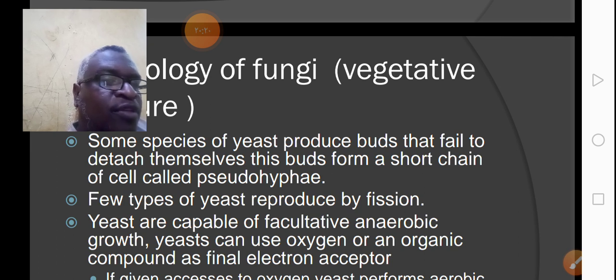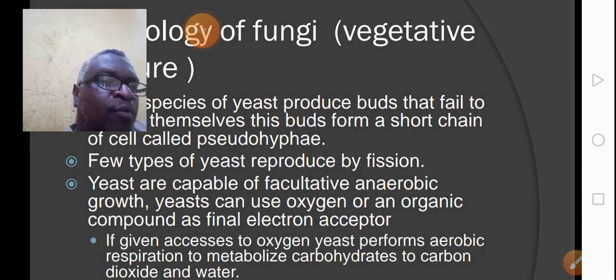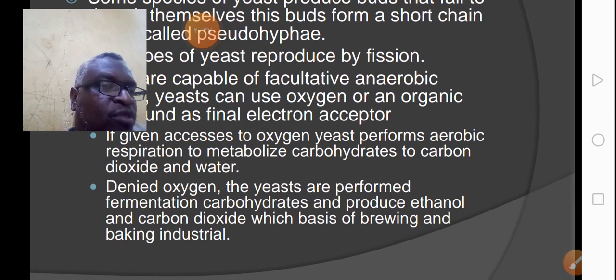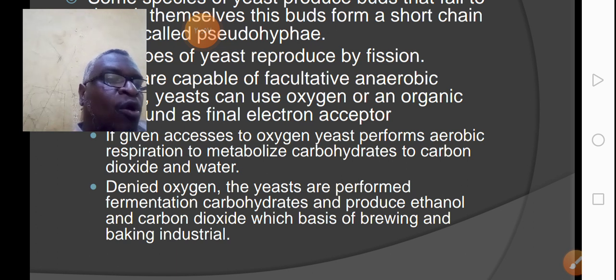We have a few types of yeast produced by fission. Yeasts are facultative anaerobes, as we see in Saccharomyces. Some people use this in juice, and in the lack of oxygen an organic compound serves as the final electron acceptor. When oxygen is available, yeast perform aerobic respiration to metabolize carbohydrate to carbon dioxide and water, and when denied oxygen, the yeast perform fermentation. Yeast can assimilate all the sugar carbohydrate and produce ethanol and carbon dioxide, which is the basis of brewing and of baking in the bakery industry.